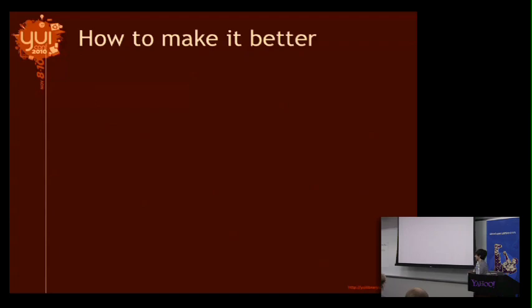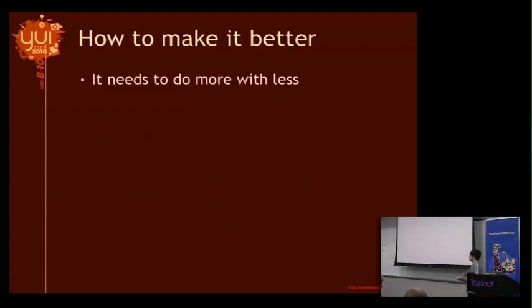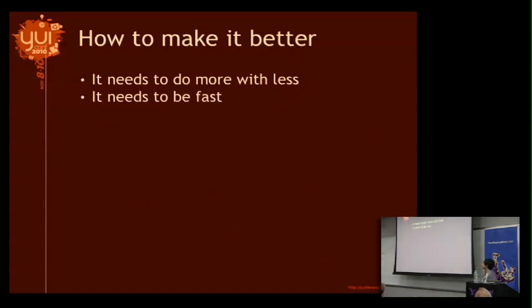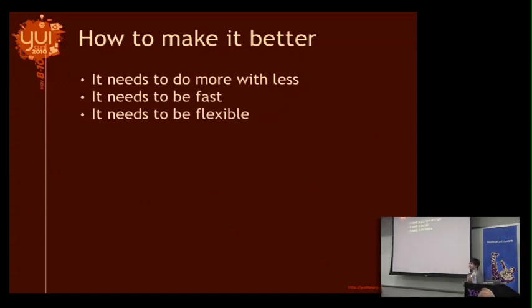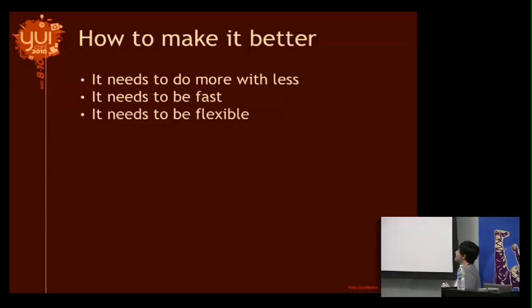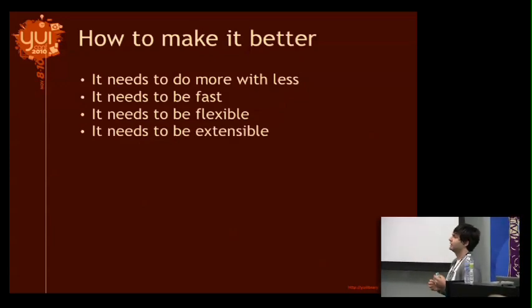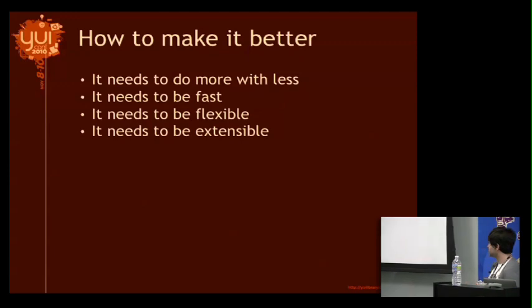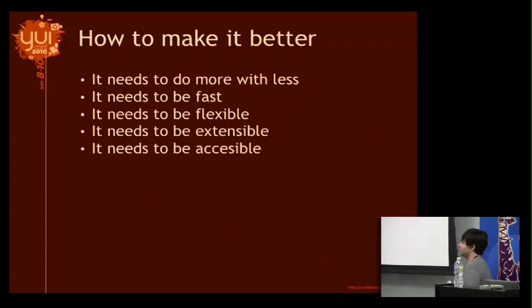So how do we want to make TreeView better? Well, it needed to do more with less. It needed to be faster, it needed to perform better, and it needed to add extra functionality. It needs to be fast. It needs to be flexible. It needs to accommodate everyone's needs. It needs to be extensible, so you can create plugins for it and hook it up to suit all your needs. And last but not least, it needs to be accessible.